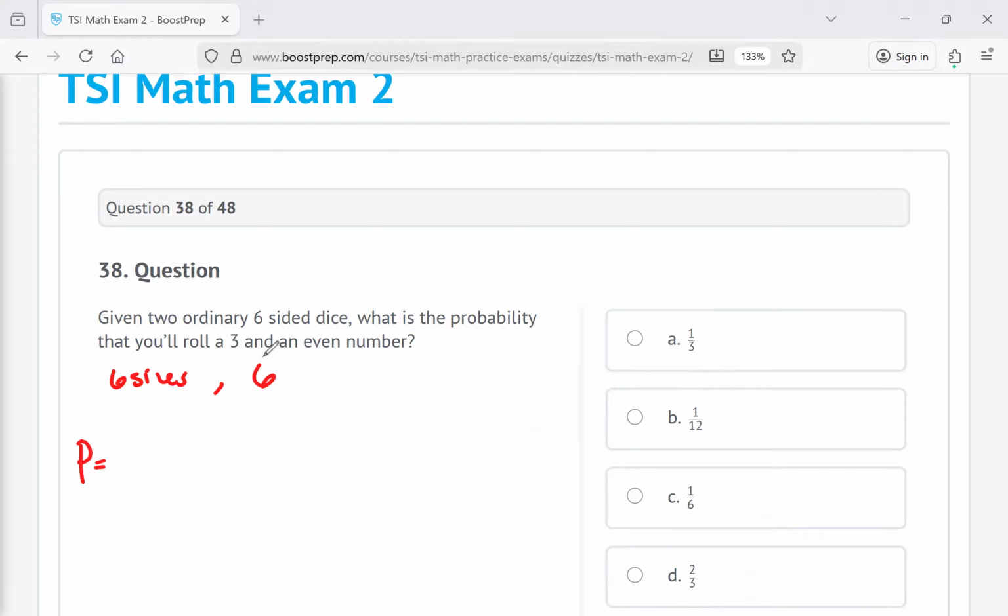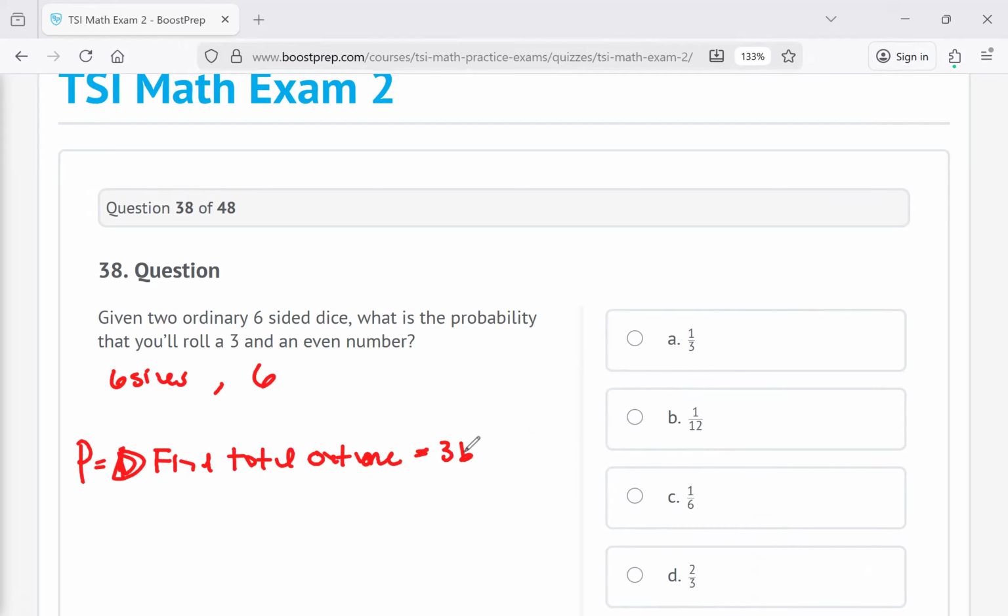So what I would do is first find the total outcomes. So there's six and six. I think the total is 36, right? So our total outcome is 36.